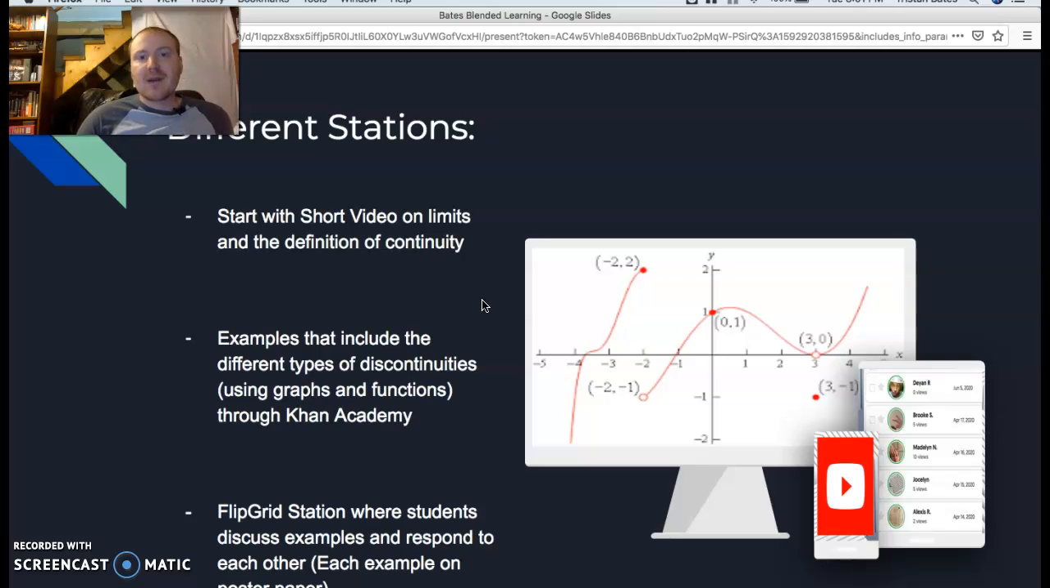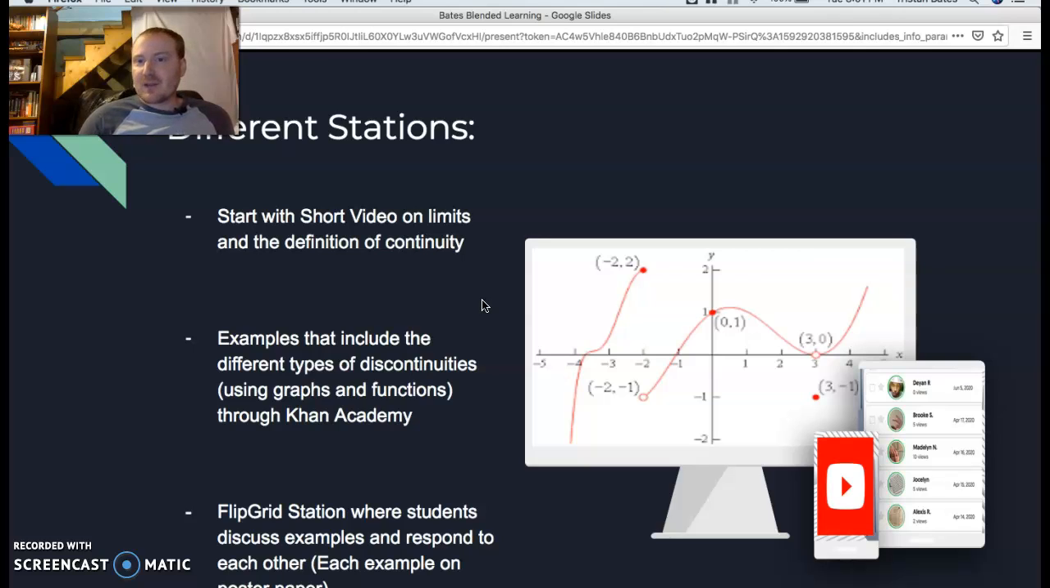So to describe what it means to be continuous, I'd go over those criteria and it'll talk a little bit about how to check those criteria. And then a second station, after they finish that first one and take some notes on that, would be to work on Khan Academy on some specific examples that show the different types of discontinuities.